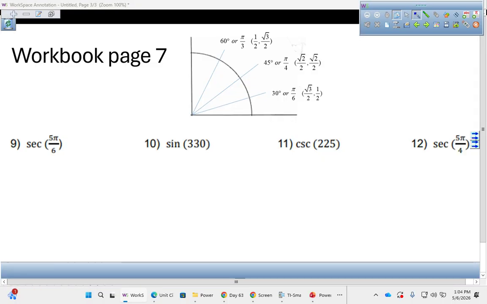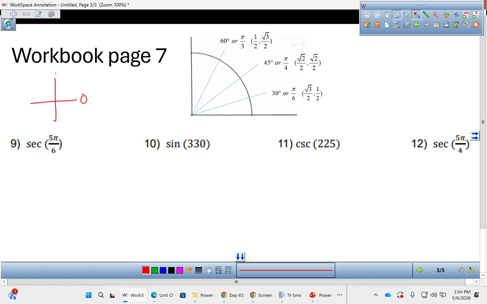5/6. The first thing I want to do is figure out what quadrant that's in. Well, if I'm comparing it to 0.5, 1, 1.5, 2, 5/6 is less than 1, because 6/6 would be 1, but it's more than a half, because 3/6 is a half. So it's somewhere between a half and 1, which puts me in quadrant 2.